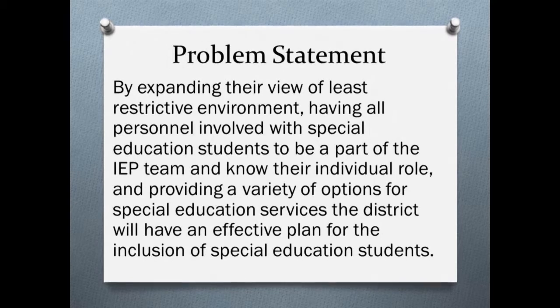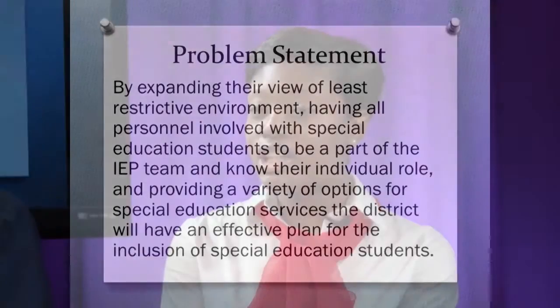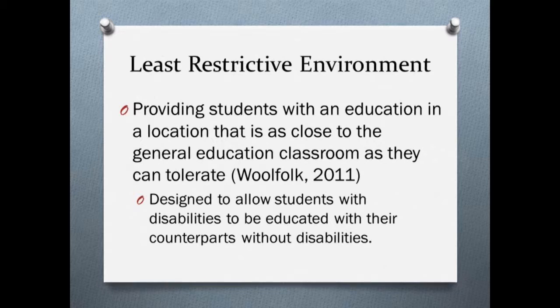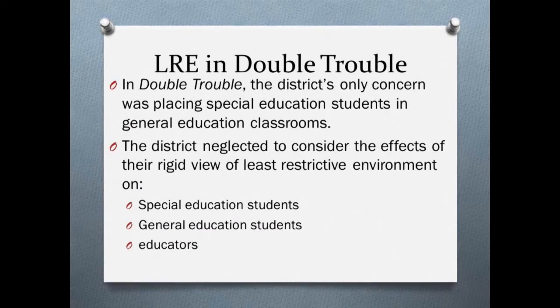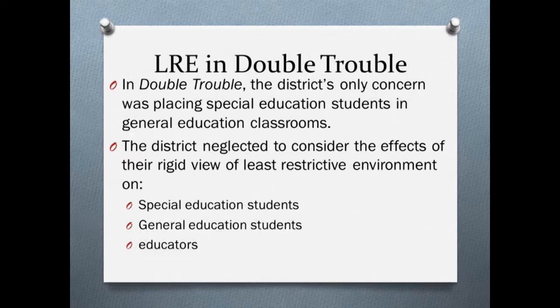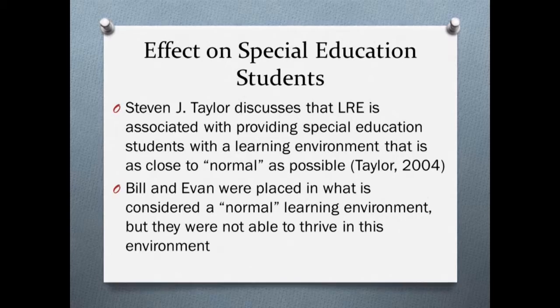Least restrictive environment involves providing students with an education in an environment that is as close to the general education classroom as they can tolerate. It was designed to allow students with disabilities to be educated with their counterparts without disabilities. In Double Trouble, the district's only concern was placing special education students in general education classrooms. They made very rash decisions about placements as if their main priority was placing students instead of ensuring that they were in their best environment.